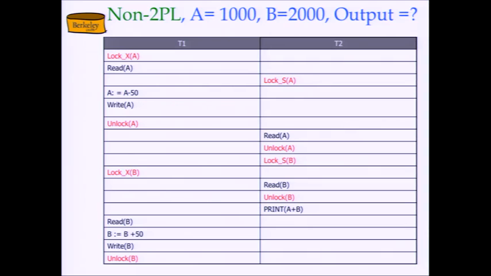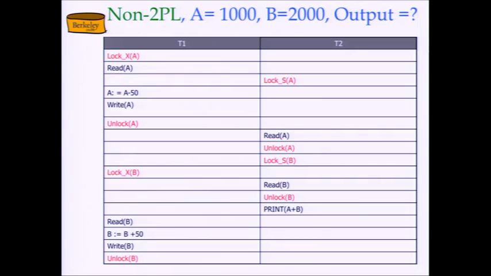Oh, oops, we left out something. We left out in step 3 that T2 got a shared lock on A. How? I don't know. It's not two-phase locking. This is crazy locking. Okay? So T2 has a shared lock on A. Why? I don't know. It just does. This is a buggy implementation.